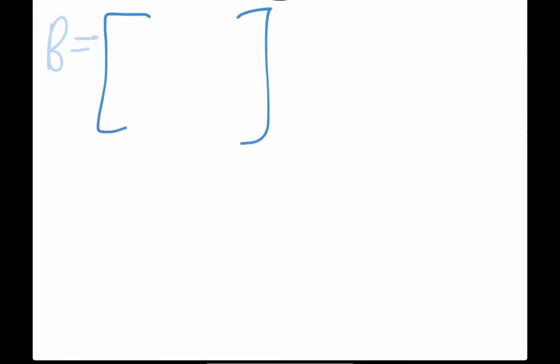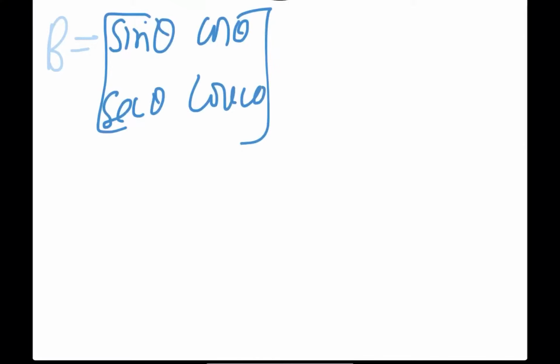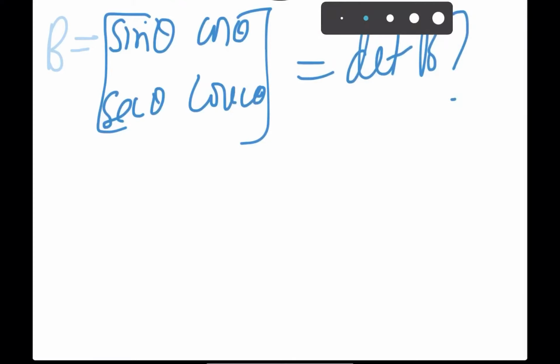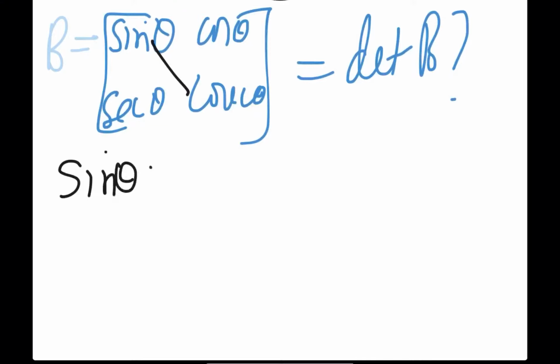The next example of a determinant I can give you is, suppose I have a matrix B. And here the matrix is given by some trigonometric functions. I have sine theta here, cos theta here, sec theta here, and cosec theta here. Okay, this is my matrix. Now I have to evaluate det B. Now how do I go about det B? First I multiply these two elements, that is sine theta into cosec theta.